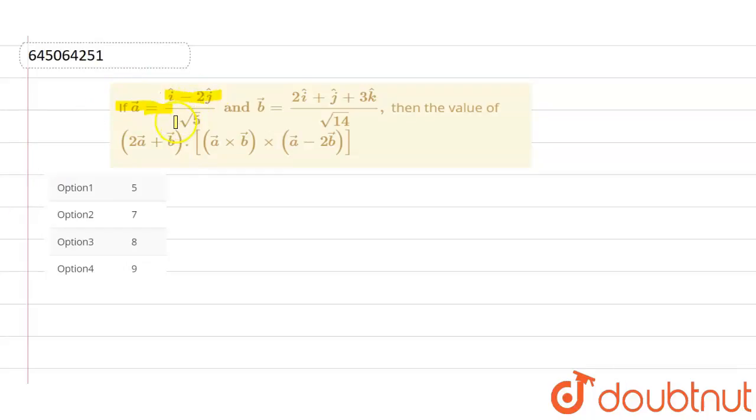The question given to us is: if a vector is given, that is (i cap minus 2j cap) divided by under root 5, and b cap is given, that is (2i cap plus j cap plus 3k cap) divided by under root 14, then find the value of (2a vector plus b vector) dot (a cross b vector) cross (a minus 2b vector).